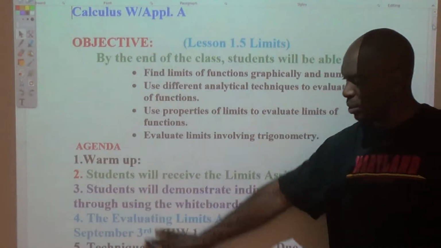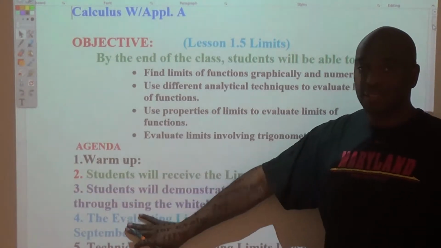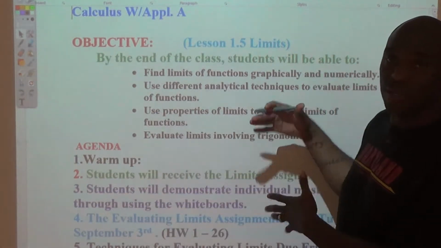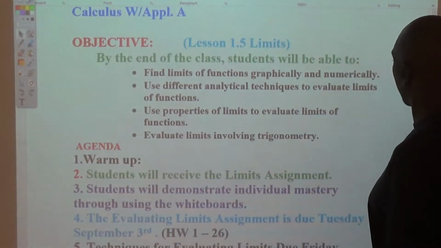Disregard the due dates and all this information right here. We'll get to this in class. The support I'm giving you now is for outside of class. Okay? Alright, let's go.